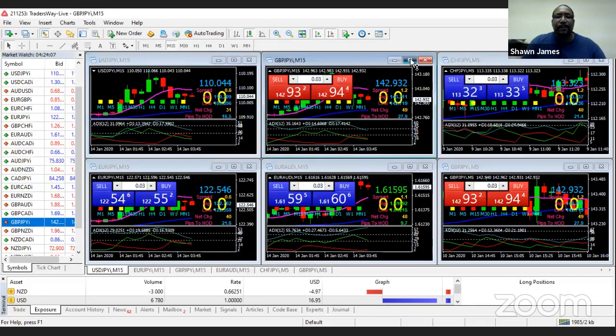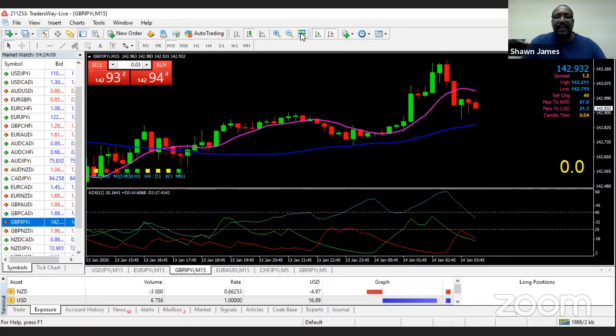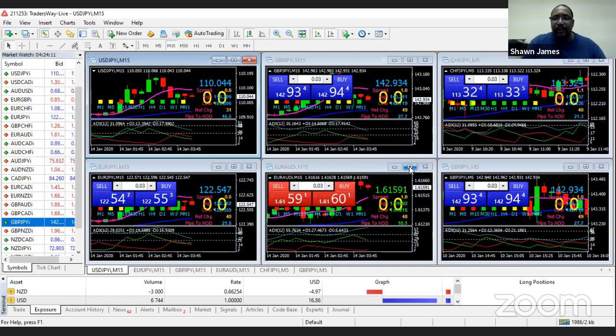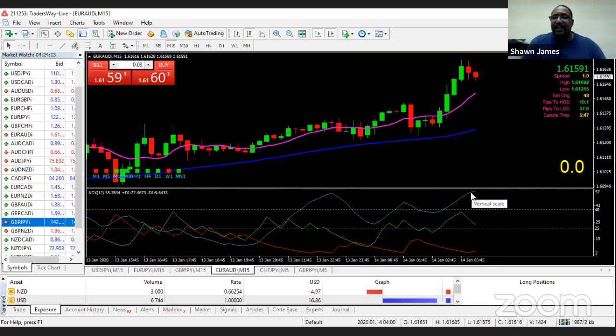Let's pop this one open. Same thing. Okay, let's pop this one over, euro odd. Okay, this one, blue line is up. See, it's tilting up. Green is here in the middle. My red is tilting up. I'm still above. This one I may look at.